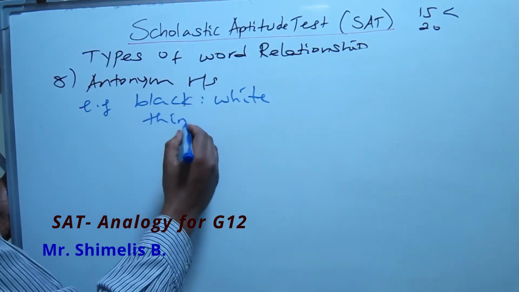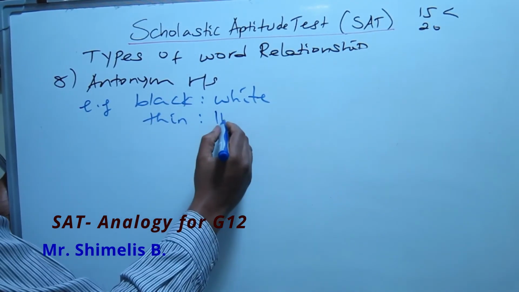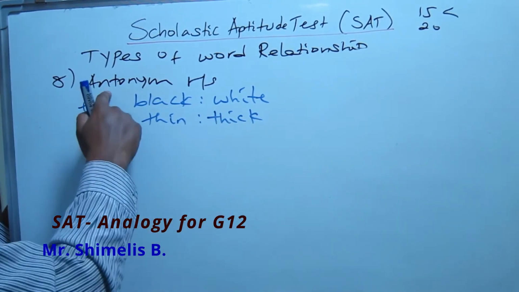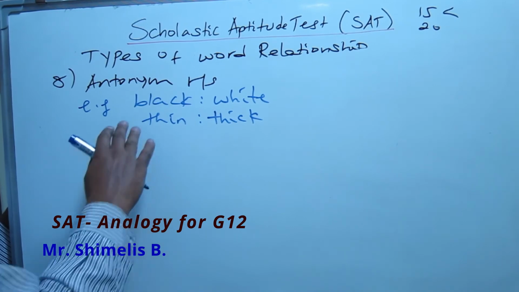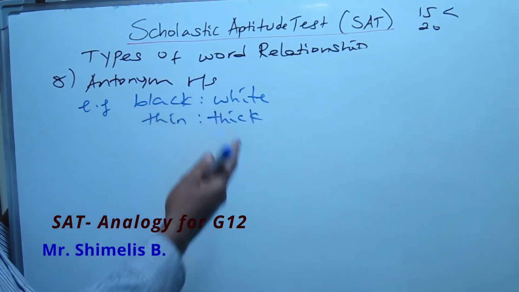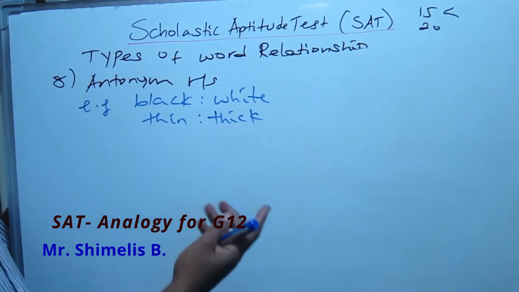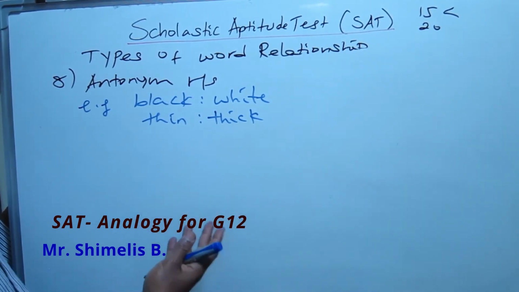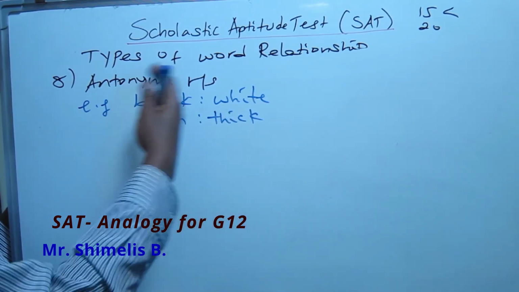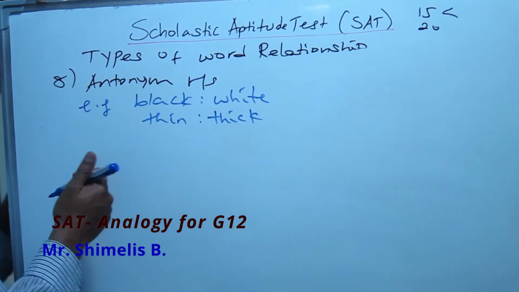Thin is related to thick, maybe. Such kind of relationship is an antonym relationship. These two words, black and white, are connected because they have opposite meanings. Thin and thick are connected because they have opposite meanings. So when two words are connected because they have opposite meanings, the word relationship type, we call it antonym.